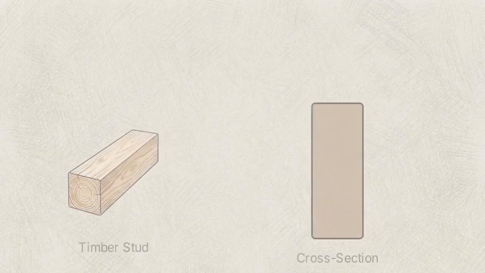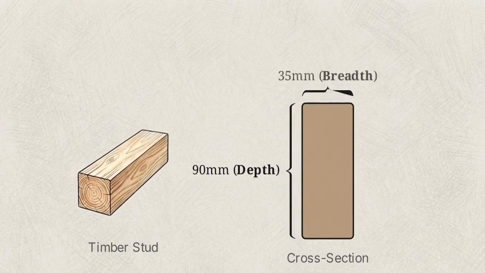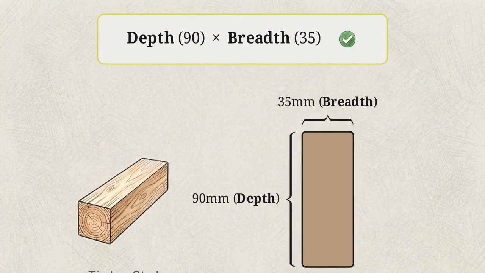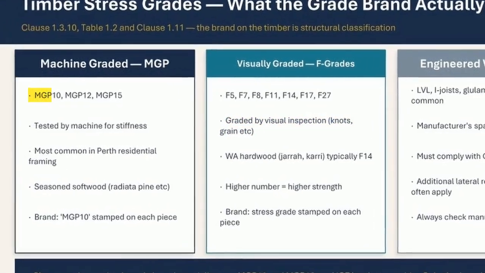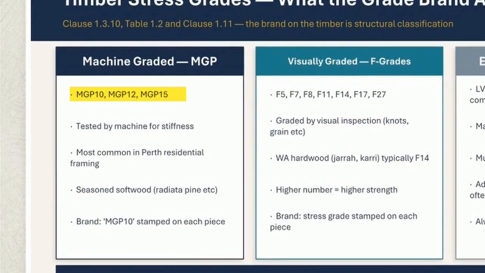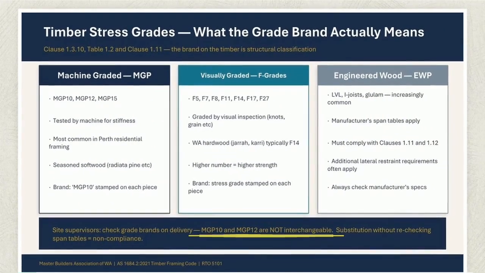The code identifies these by depth followed by breadth, for example, a standard 90 by 35 millimeter stud. This chart outlines timber classifications. F grades, centered, use visual inspection for knots and grain, typical for WA hardwoods. The left column shows machine-graded pine, like MGP-10 and MGP-12. Though identical in appearance, they are not interchangeable. Each requires specific span table entries.